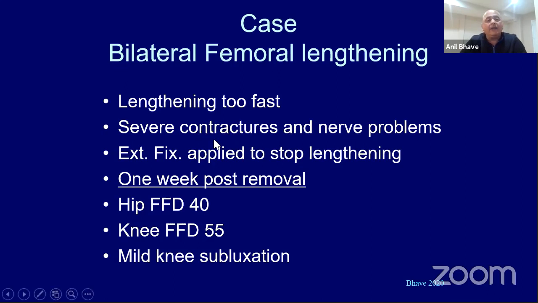It was so bad that the patient developed severe contractures, nerve problems with reflex sympathetic dystrophy, and we had to apply an external fixator to his bilateral femurs to stop his lengthening. We couldn't treat him with therapy because he had reflex sympathetic dystrophy. You couldn't touch him. He couldn't wear clothes. It was that bad. His hip flexion contracture was 40 degrees, just positional. Knee flexion contracture was 55 degrees and mild subluxation. On top of all that, he had bad insurance, less money. We had to deal with that also.